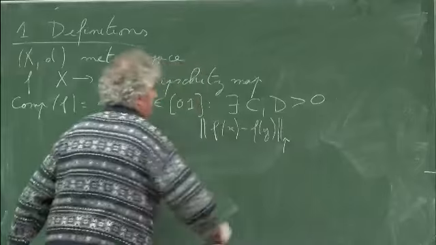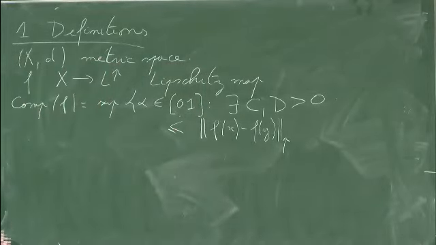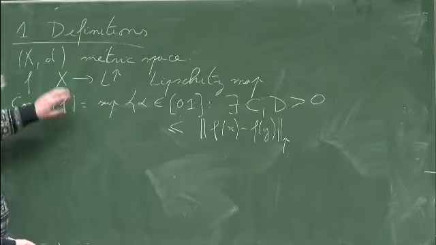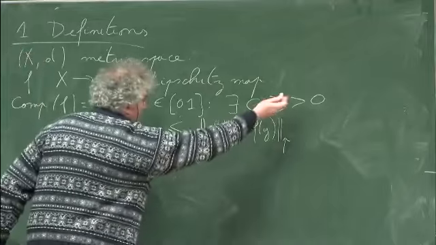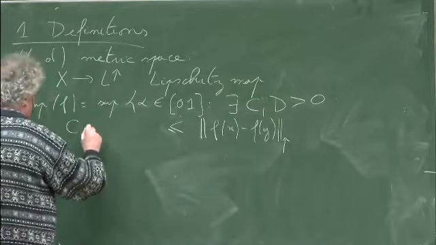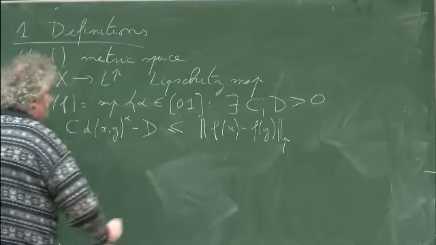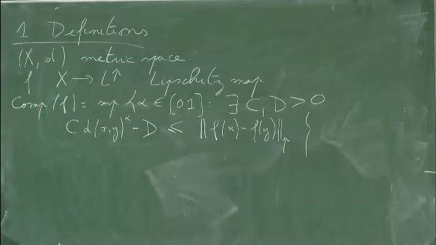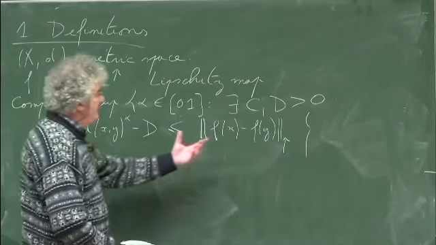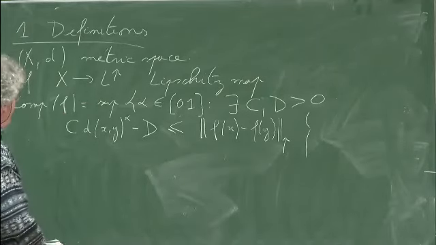the distance in the target space, namely in L^p, is bounded below essentially by the distance in X to the power alpha. To be more precise, we allow some constants, one multiplicative, one additive: C d(x,y)^alpha minus D is less than the distance in the target. So we compare the distance in the target space L^p to the best possible power of the distance in X.